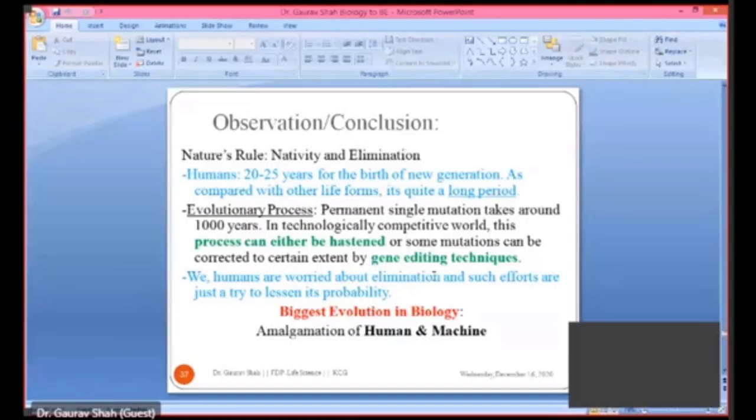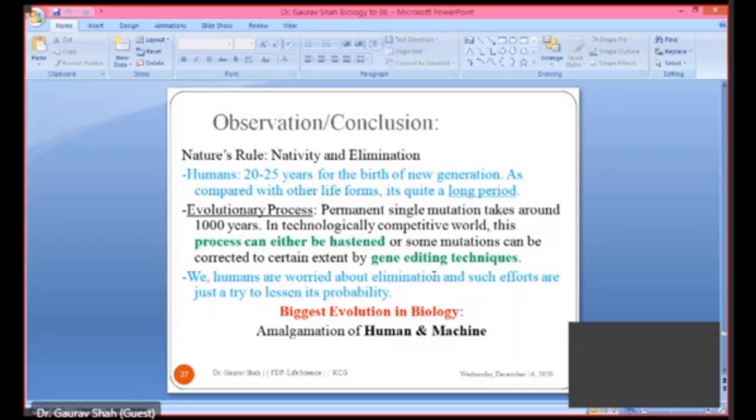It has been known that the evolutionary process, that is a permanent single mutation, takes around 1,000 years. And that's why it took millions of years to evolve, from a single cell, as we have seen in that first slide, to what we are today. So in a technologically competitive world, this process can either be hastened, let's make it fast, that is what they mean to say, or some of the researchers who are working on it. So we should be well aware of it.